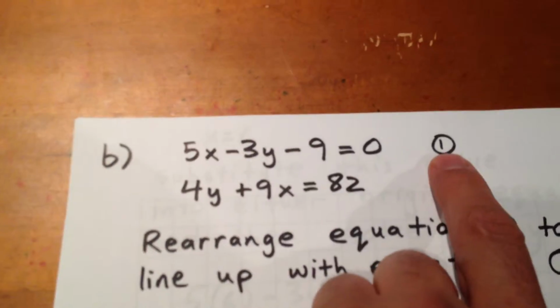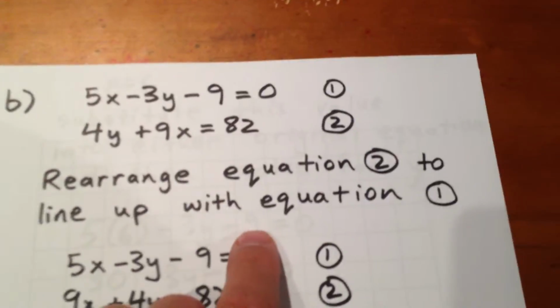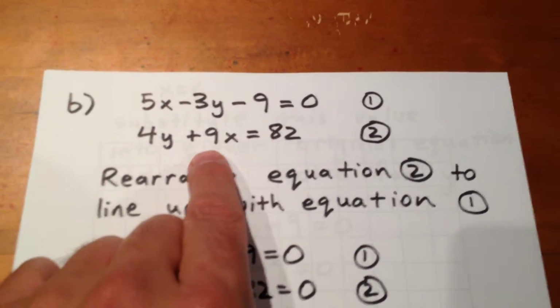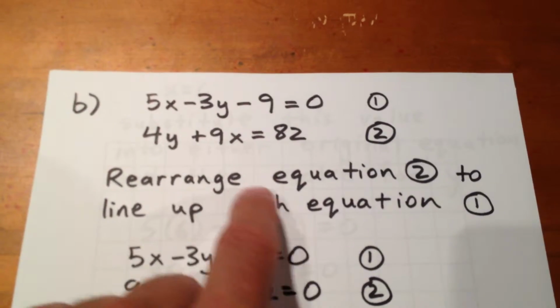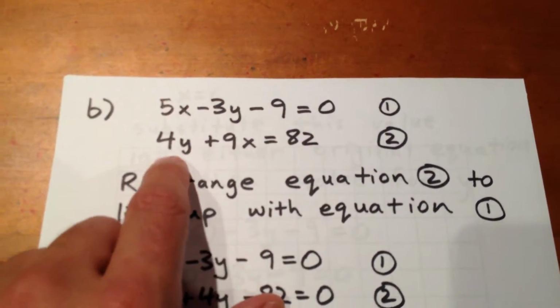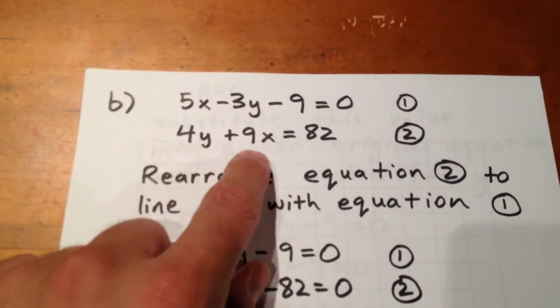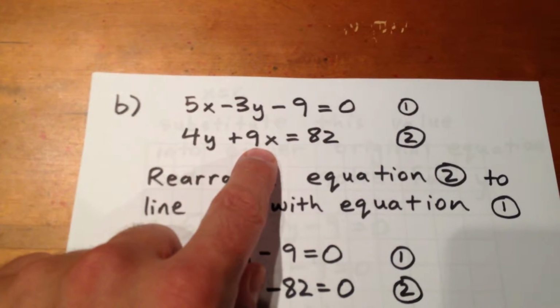First thing we do is label our equations 1 and 2. It helps us to stay organized. And what we're now going to do is rearrange equation 2 to line it up with equation 1. I notice I have my x term starting equation 1, but my y term starting equation 2. I don't want that. I want my x terms to be switched with my y terms.